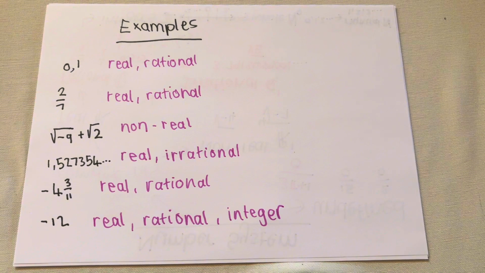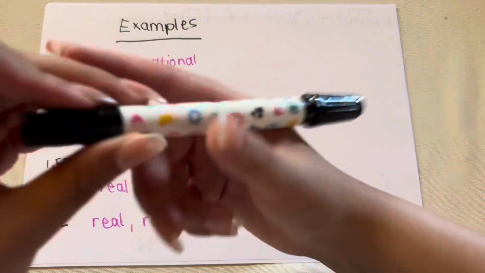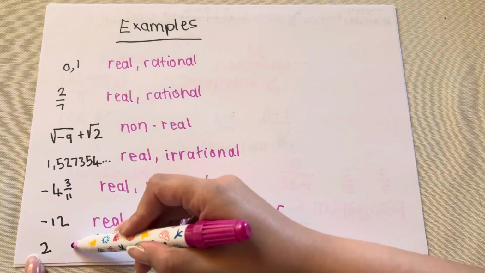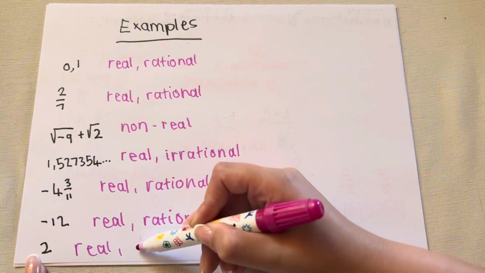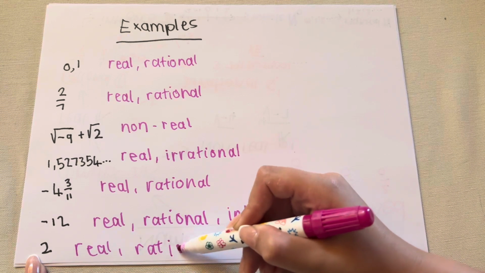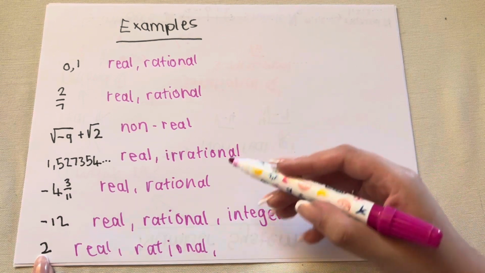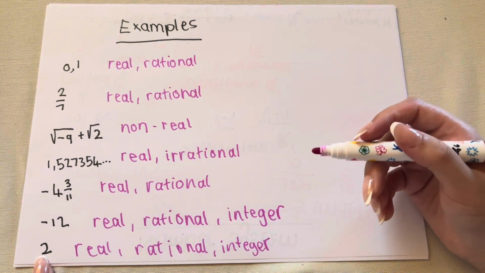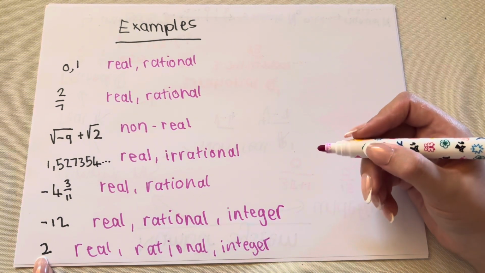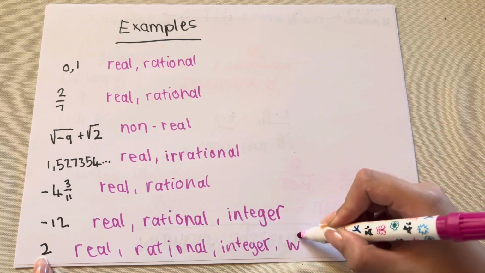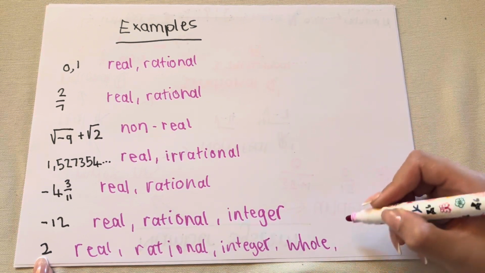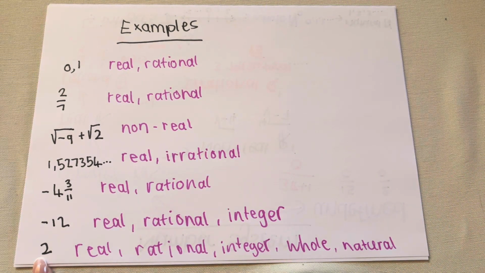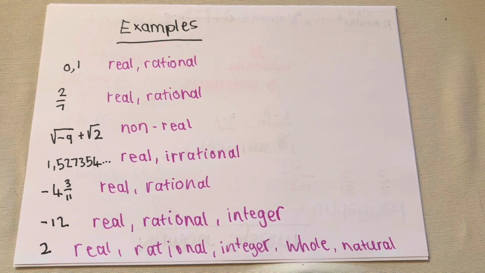Now, you're probably wondering, what would a number like 2 be classified as? 2 is real. It's rational. It's part of our number line, so it's an integer. When we count using counting numbers, 0, 1, 2, it's a whole number. And then it's also part of our natural numbers, because when we start counting from 1, we're eventually going to get to 2. 1, 2.